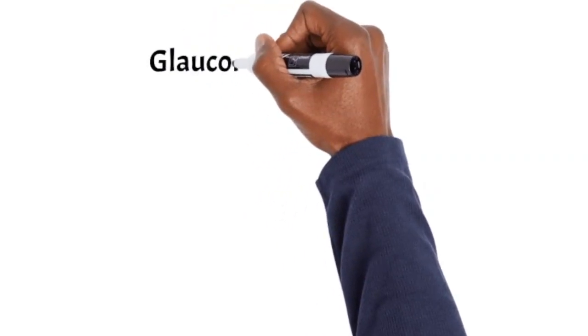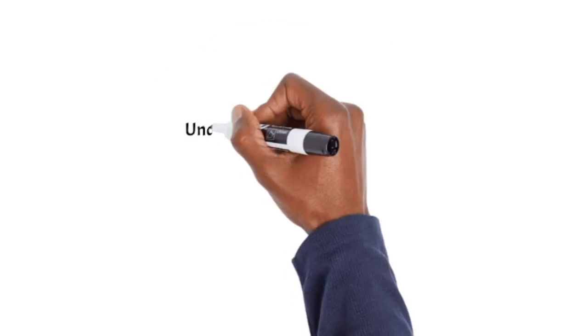Glaucoma is the second leading cause of blindness in adults in the United States, with approximately 2.3 million cases of glaucoma in the US. In today's video, I'll be talking about glaucoma. I'll be discussing its causes, types, risk factors, prevention, and treatment.